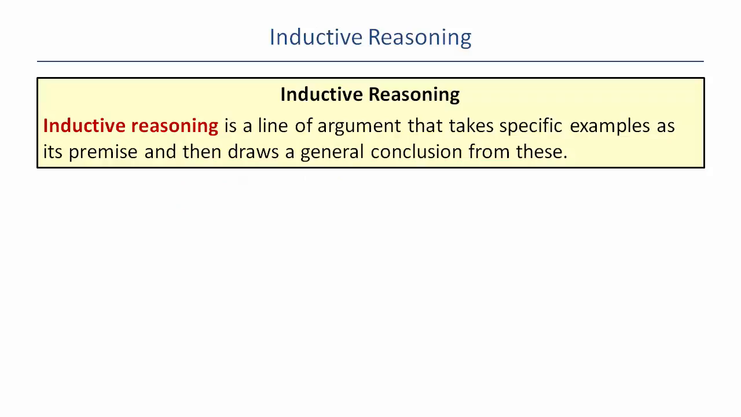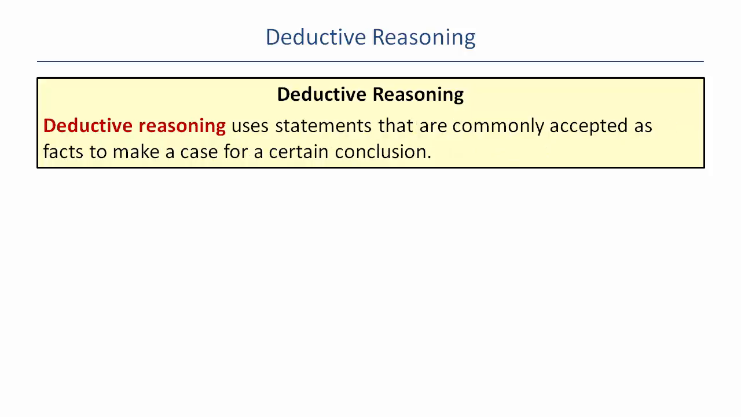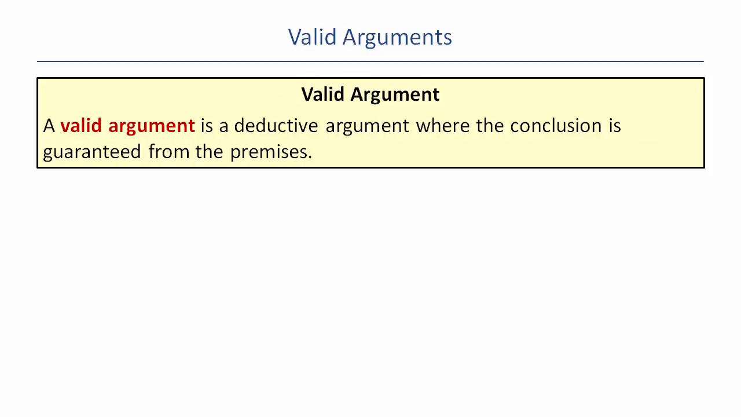So inductive reasoning is a line of argument that takes specific examples and uses those as a premise and then draws some sort of general conclusion from those examples. Deductive reasoning, however, uses statements that are already kind of commonly accepted as facts and then makes a case for a certain conclusion. A valid argument is just a deductive argument where the conclusion is guaranteed from the premises.